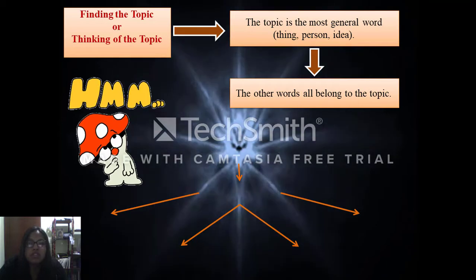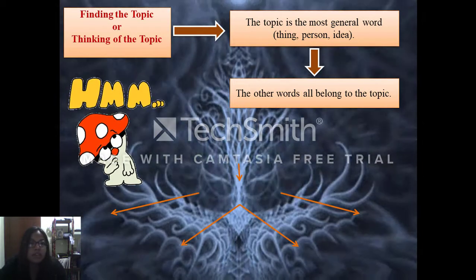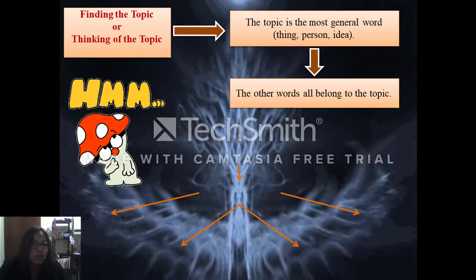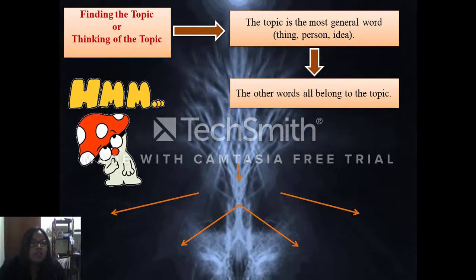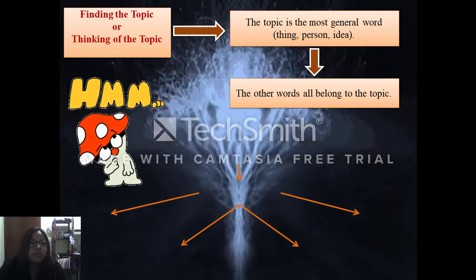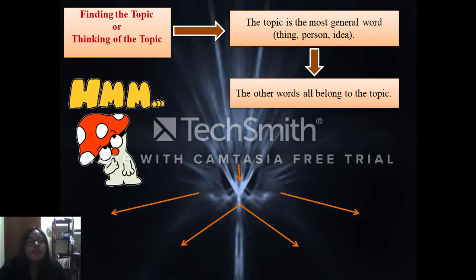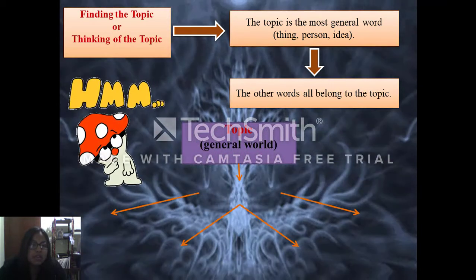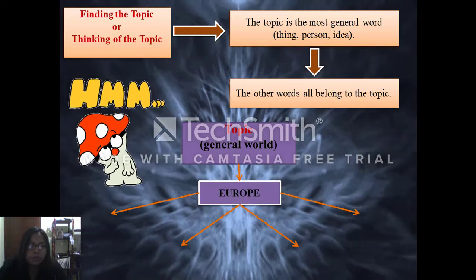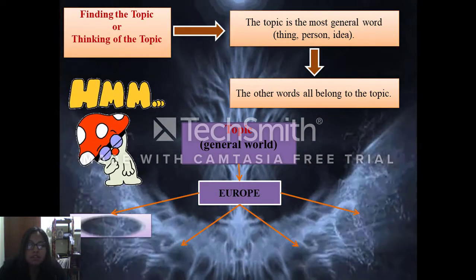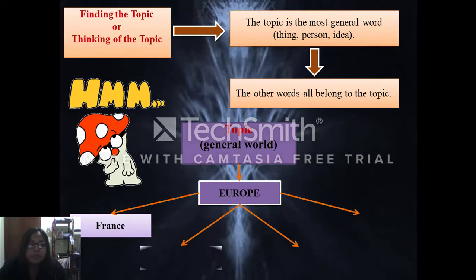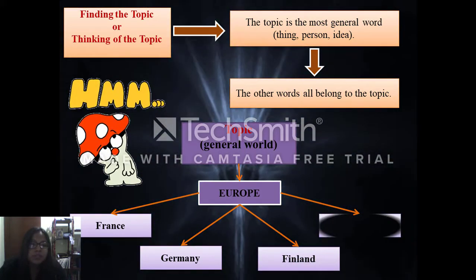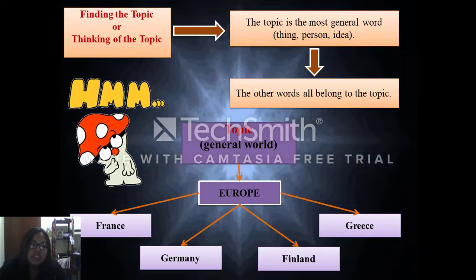Finding the topic or thinking of the topic. The topic is the most general word. It could be a thing, a person, or an idea. The other words that belong to the topic are its components. For example, here we have the general word, or the topic, that is Europe. The other words are France, Germany, Finland, and Greece. So the general word is Europe.